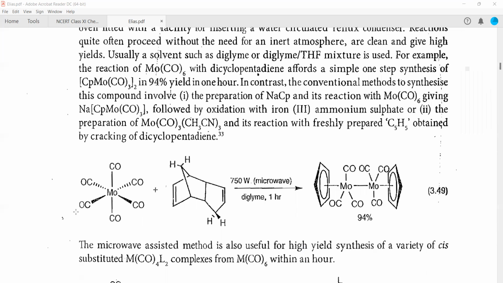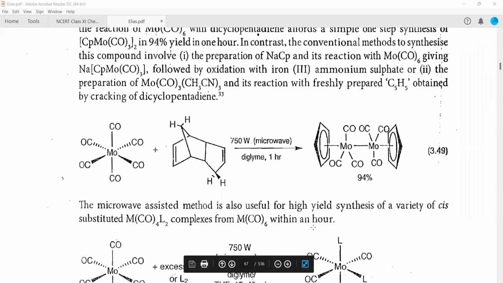So here what you have to do is take molybdenum hexacarbonyl, Mo(CO)6, and treat it with dicyclopentadiene under 750-watt microwave conditions, using dichloromethane as the solvent. In 1 hour, you will get this product in 94% yield.